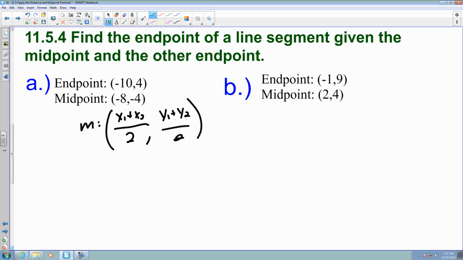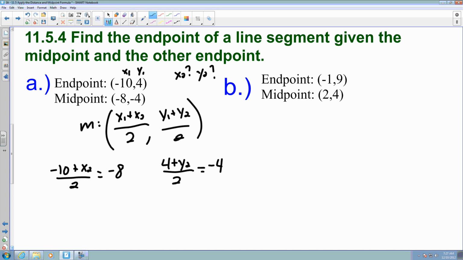So here we're given the x1 and the y1. The only thing is we're trying to find x2, we don't know what that is, and we don't know what y2 is either. But what we do know is that if you were to take negative 10 plus x2 divided by 2, you'd get a result of negative 8, because that's the x value of our midpoint. And if you were to take 4 plus y2 divided by 2, it would give you negative 4.